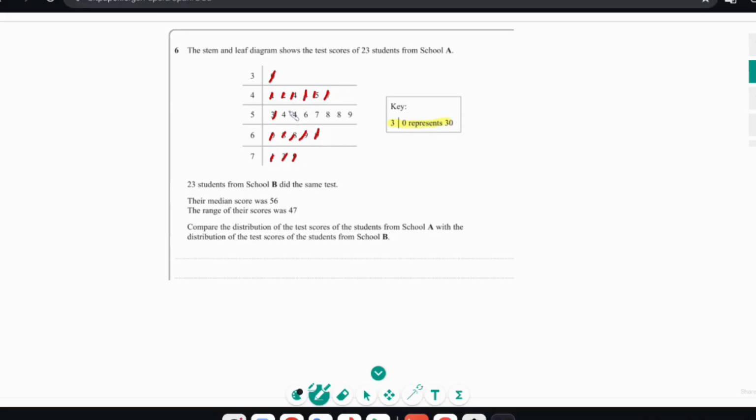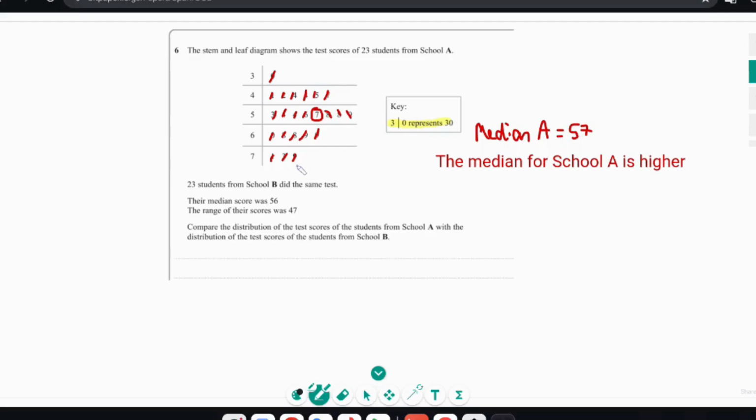Yeah, so that leaves us with 57 in the middle. So median for A equals 57. So all you need to say here is the median for school A is higher. Now let's look at the range.